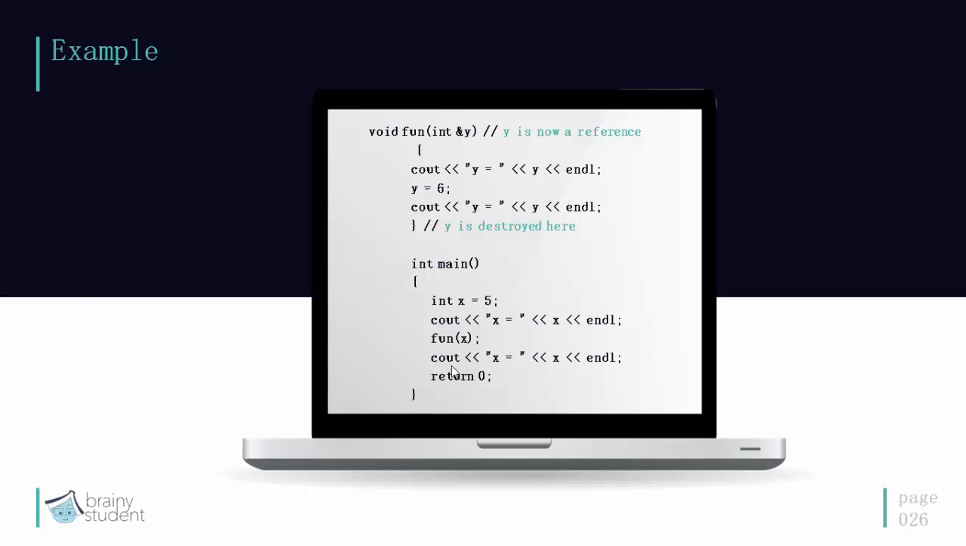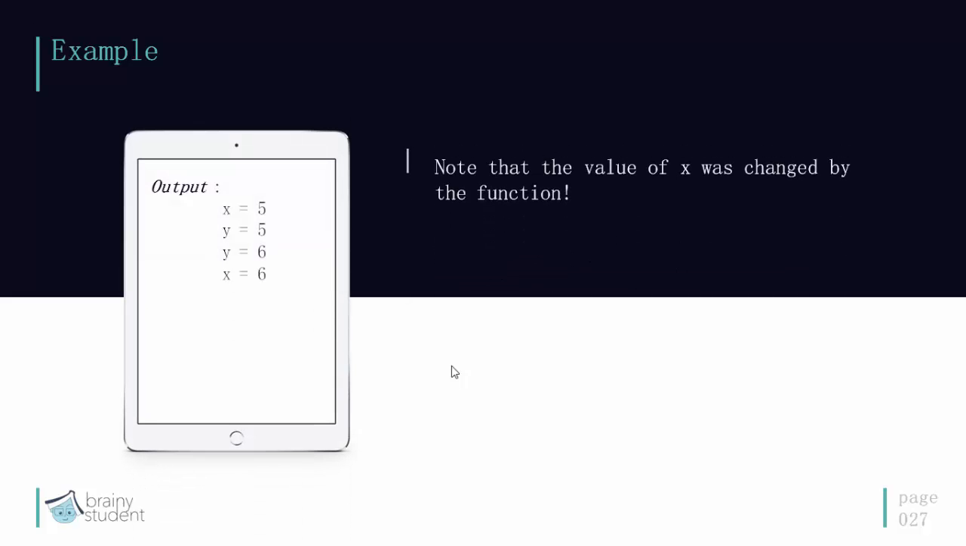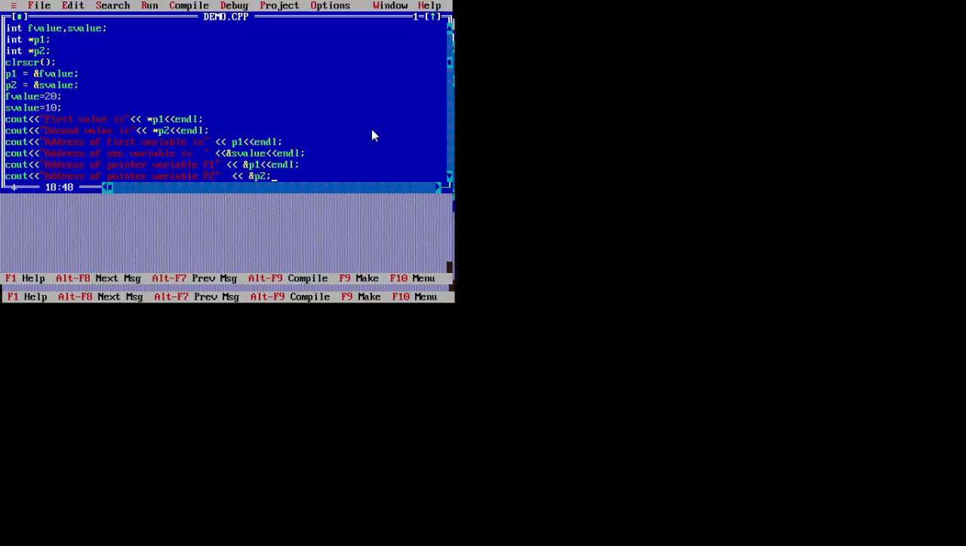So your output will be 5566, right? As you can see, the output is 5566. So note that the value of x is changed by the function. Fine. Let's see another good example for call by reference.